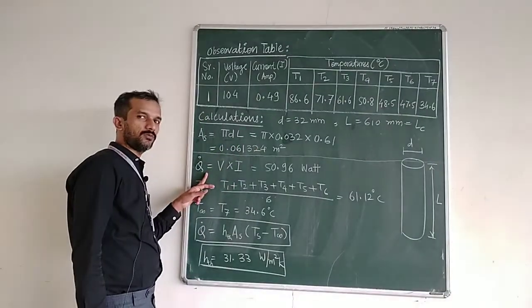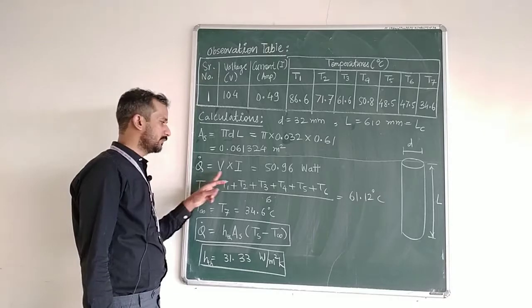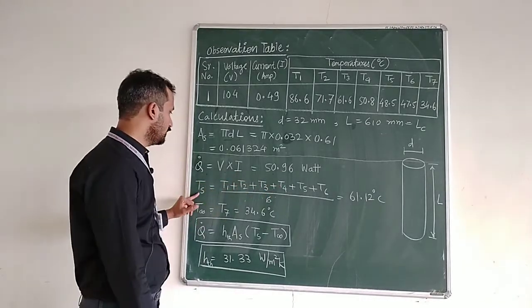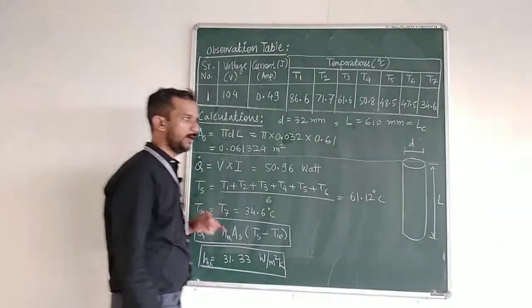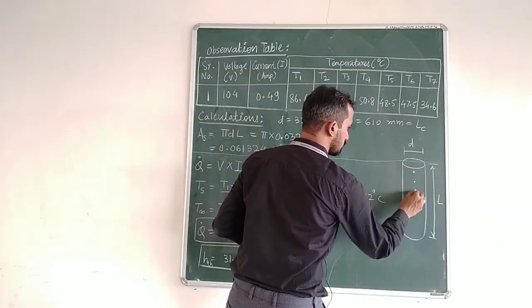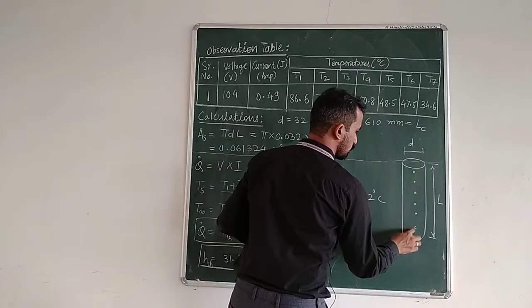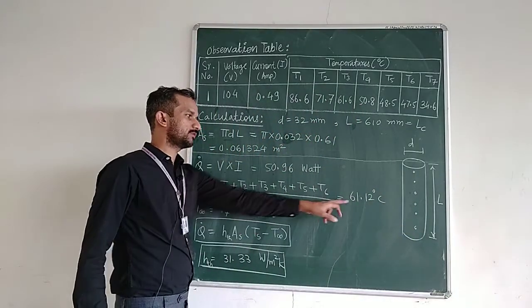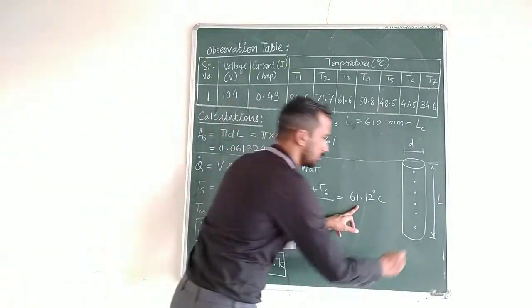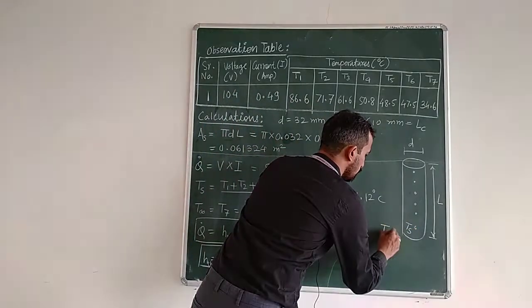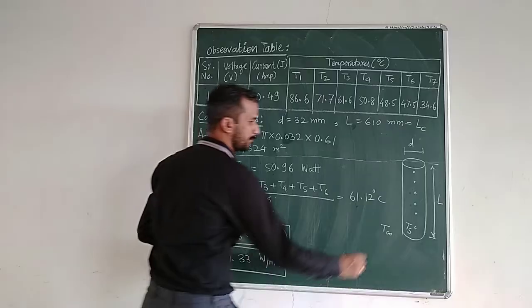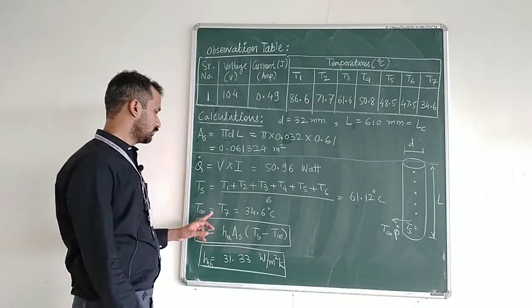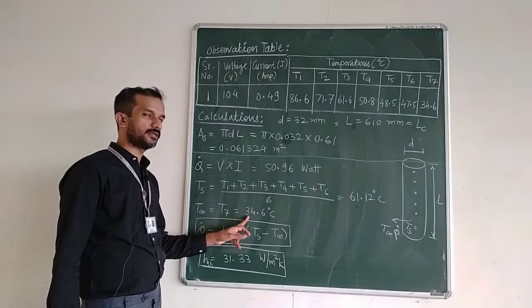Then we know the heat supplied to the heater, that is voltage into current, which is around 51 watt. Then we have to find the surface temperature. We have mounted 6 thermocouples on the surface, 1 2 3 4 5 6. So T1 to T6 divided by 6 gives the average surface temperature. So we have obtained the surface temperature. We know the ambient temperature, so heat is going from Ts to T infinity. T infinity is T7, that is 34.6.